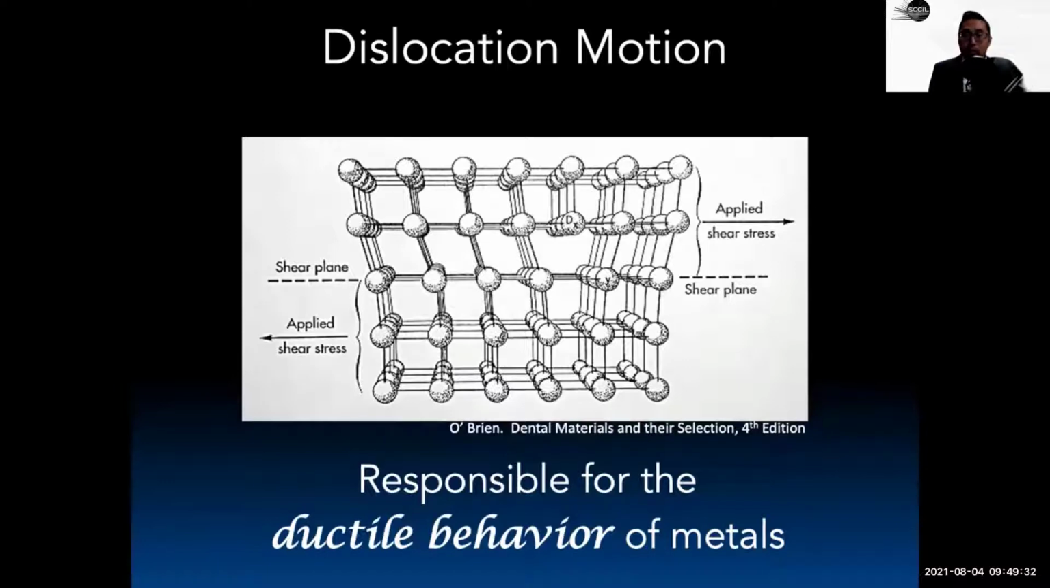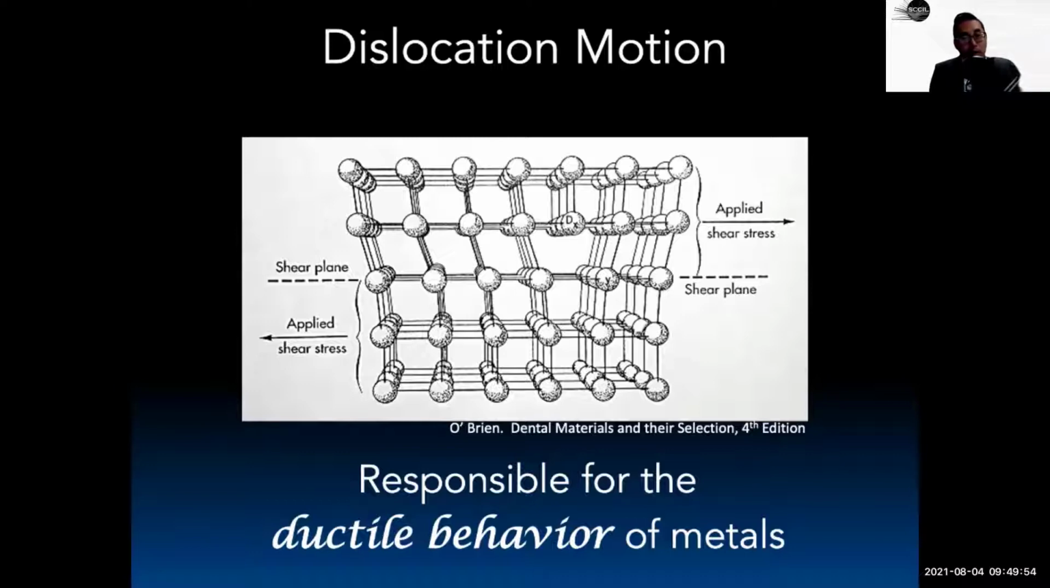So an example of this, here I'm trying to talk about dislocation motion, which is a property in metals. This is how you get ductile behavior of metals, meaning you can shape it. If I'm showing a static image like this from a dental materials textbook, and I say bonds are being broken and unbroken as you move these planes in opposite directions, and that thus makes it a malleable substance, it's kind of difficult to get that across.